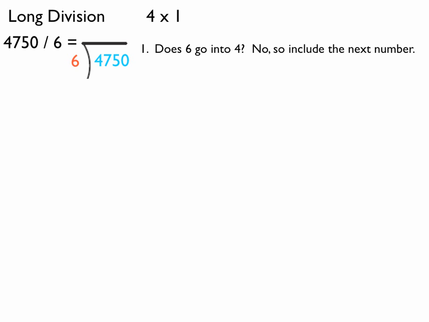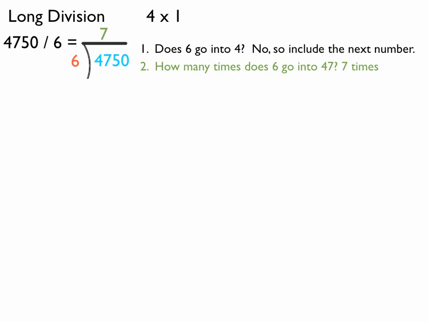Let's move on to the 4 by 1. So 4,750 divided by 6. Let's go ahead and set it up. Put those underneath right there. So step number 1. Does 6 go into 4? No, so it's going to include the next number. How many times does 6 now go into 47? Well, it goes in 7 times.